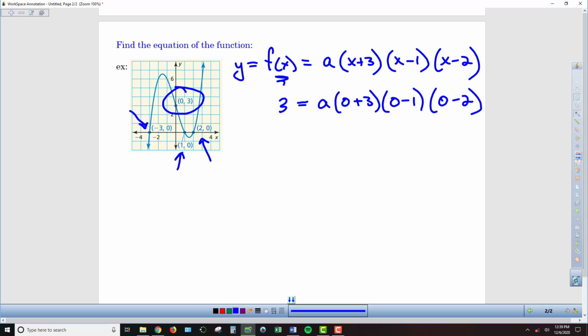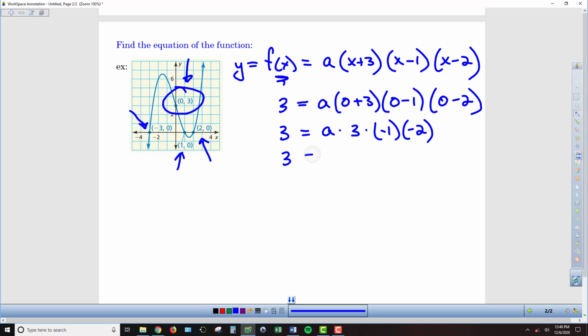Now in both of the examples here, the point has been the y-intercept. But really that point could be located anywhere. We just have to plug in the y-coordinate for the y and the x-coordinate for the x. But if we continue, we've got 3 equals a times 0 plus 3 is 3, 0 minus 1 is -1, 0 minus 2 is negative 2.